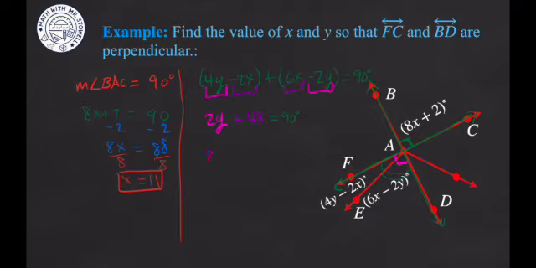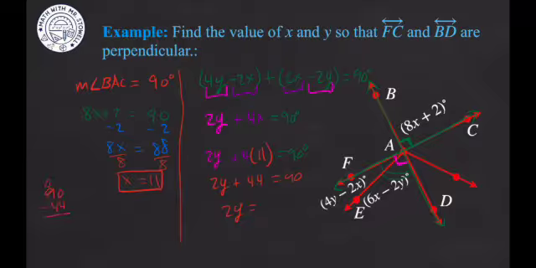So this would be 2y plus 4 times 11 equals 90 degrees. Well, 4 times 11 is 44. This would be 2y plus 44 equals 90 degrees. Minus 44, so 2y is equal to 90 minus 44.